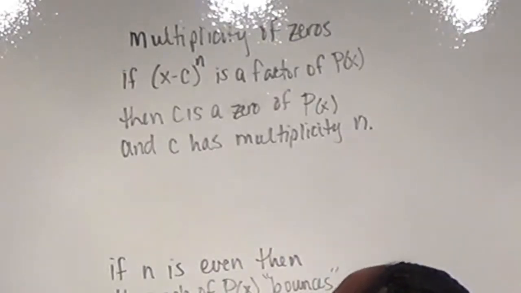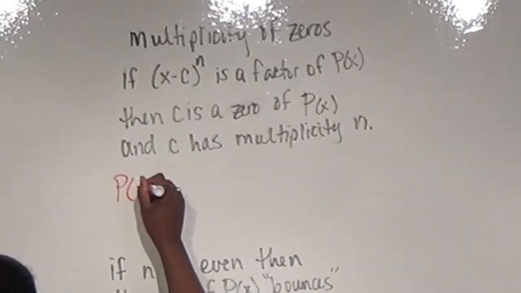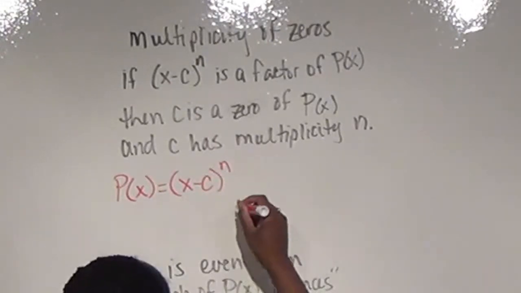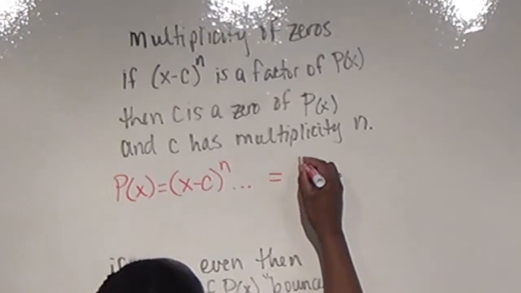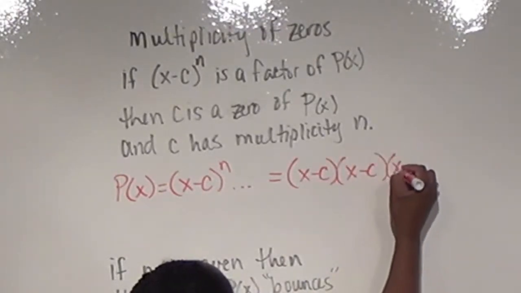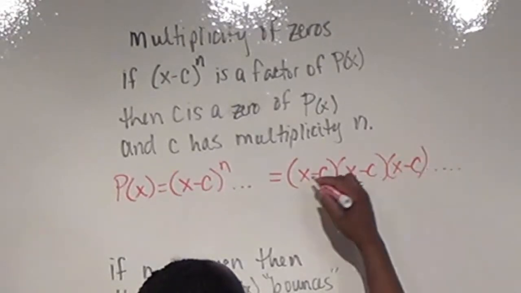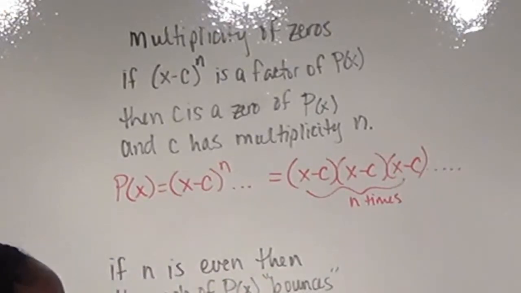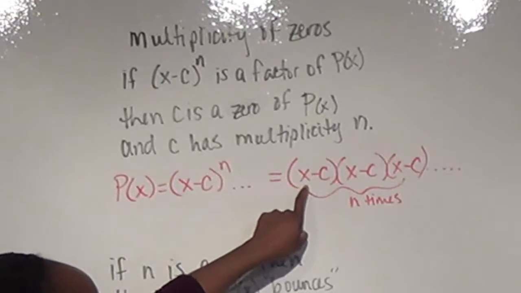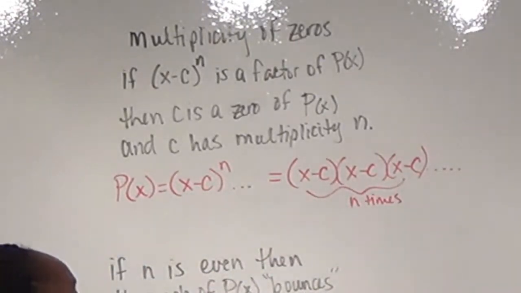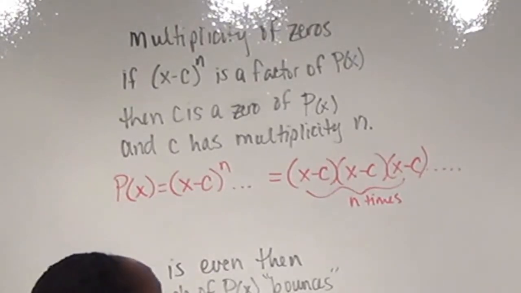And what that just means is if I'm looking at my p of x, I can write it as x minus c to the n times the other factors, or I can write it as x minus c, x minus c, x minus c, n times, times the other factors. And when I set this equal to 0, I'm going to get x equal to c n different times. So there's going to be n roots of c, or n x-intercepts that are c.